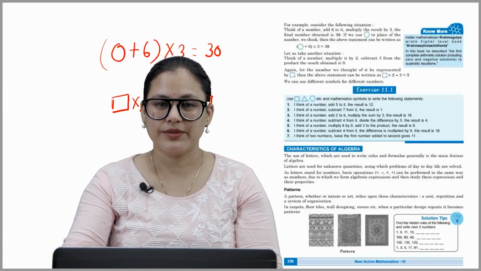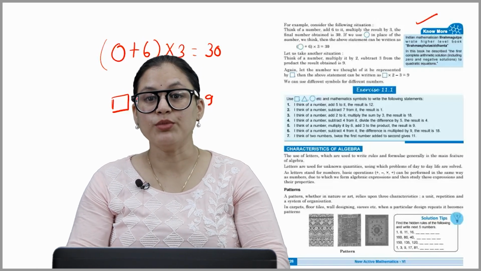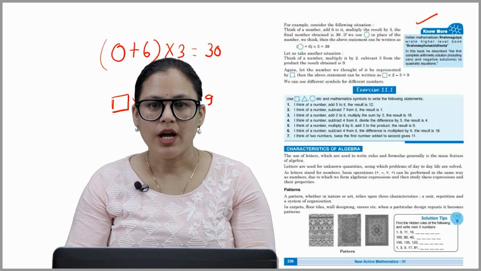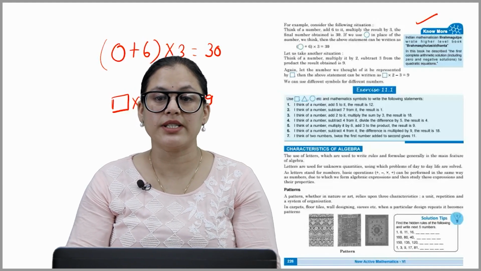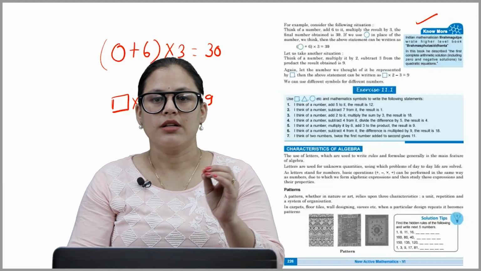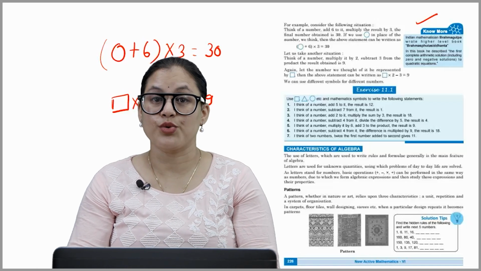No more. Indian mathematician Brahmagupta wrote a higher level book, Brahmasphutasiddhanta. In this book, he described the first complete arithmetic solution, including zero and negative solutions, to quadratic equations.